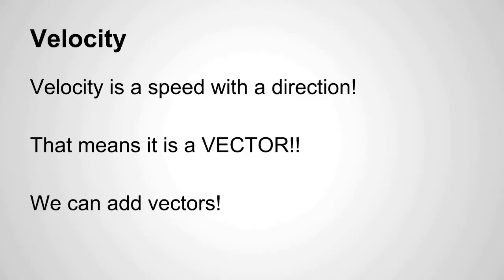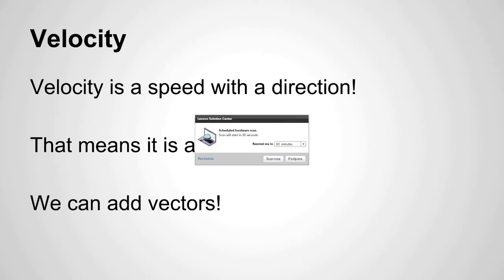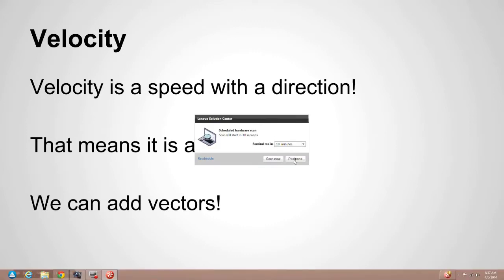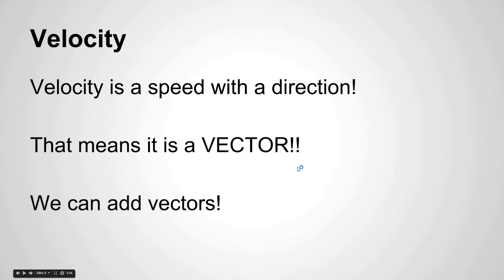Now, velocity. I've used that word a few times throughout this film. Velocity is a speed with a direction. That means it is a vector. Vectors have a magnitude and a direction. So velocity is going to have a magnitude. That's its speed component. How fast is it moving? And the direction, is it moving north, south, east, west, up, down, left, right? That's important in indicating which way the object is moving.